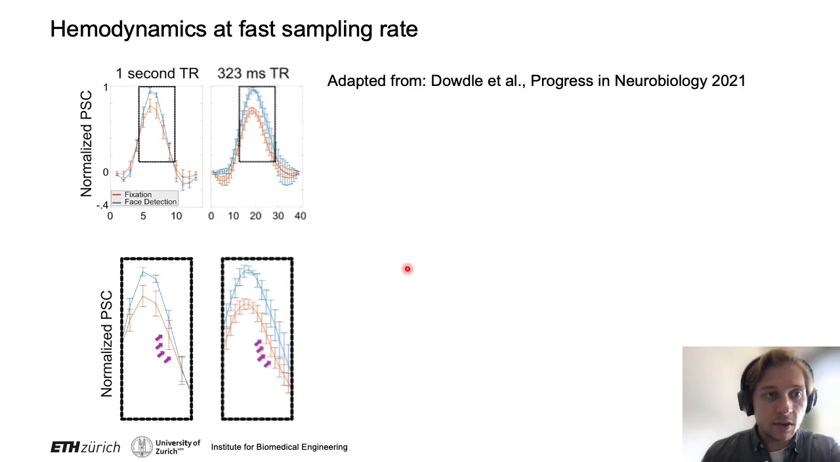Another paper that we found interesting was this work by Dowdle and colleagues, where they measured the difference between the HRF during a fixation and a phase detection task in the primary visual cortex. What they show is basically that with a TR of 1 second, you barely see a difference between the different HRFs around the violet areas. However, if you lower the TR, you immediately see that there is a difference between the two HRFs, which could only be recovered at a fast sampling rate. So based on these two references, I could hopefully already convince you that the measurement of the HRF profits from a fast sampling rate.